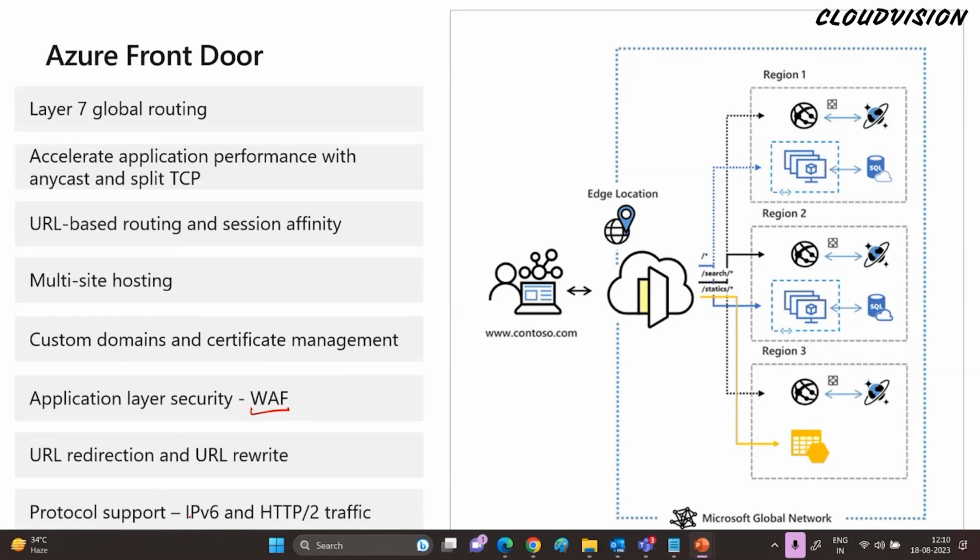Further, we have protocol support. It can also support IPv6 as well, and you can make the rule based on HTTP/2. It has different routing methods as well. Performance-based, geography-based, priority, that can be defined over here. So it's one of the commonly used and very popular load balancing services called Front Door.